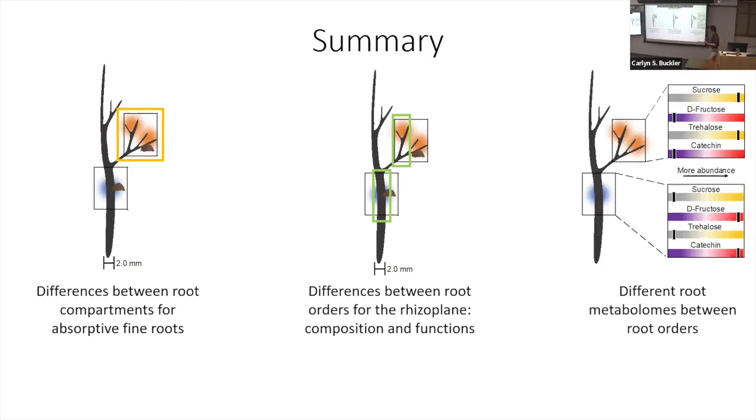And we also detected differences in the root metabolome between the different root orders, so absorptive and transportive fine roots. And this was largely driven by differences in sugars and, in this case, a defensive compound, which is catechin.